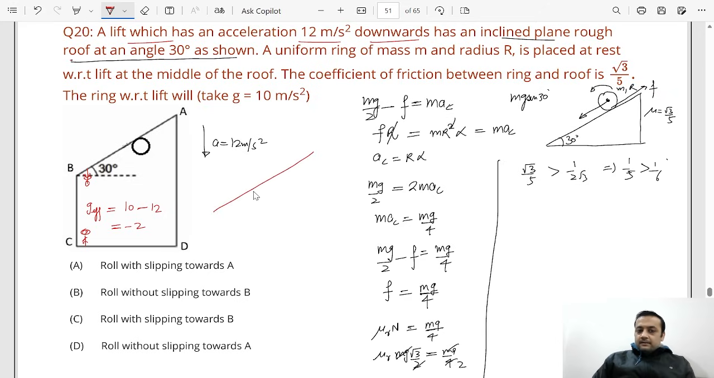Okay, and this is the ring. Gravity is acting like this. Okay, gravity is acting like this, downward, and the value of gravity is 2. I hope you have understood the situation.